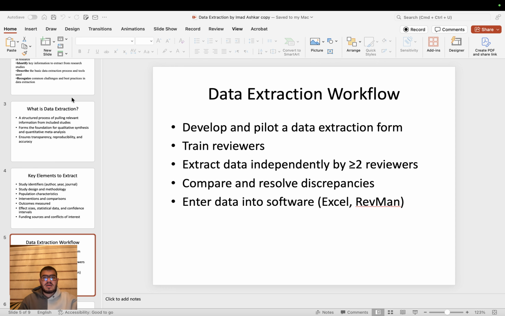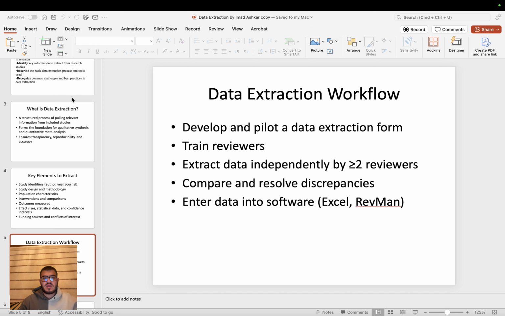The data extraction workflow. What I want you to get from this slide is that it's very important to have two independent reviewers do data extraction. Not all researchers apply this technique, but I usually apply it when I do a systematic review because sometimes we extract and we make errors. At the end of the day, we are humans. We are all prone to errors. So it's very important to have two people independently doing the extraction, and finally comparing both extractions, so that any inconsistency or discrepancy can be resolved.